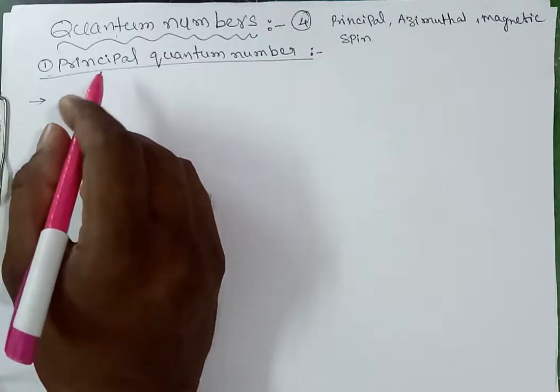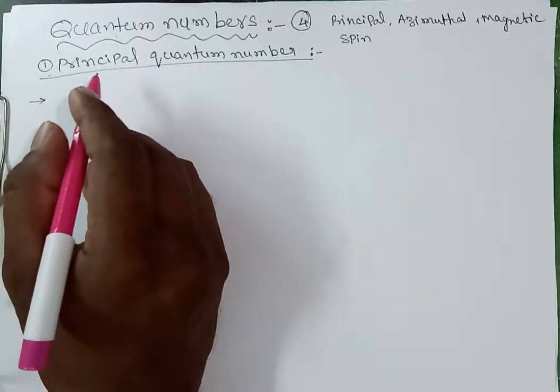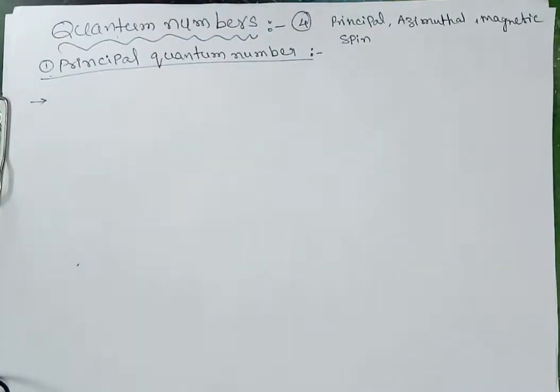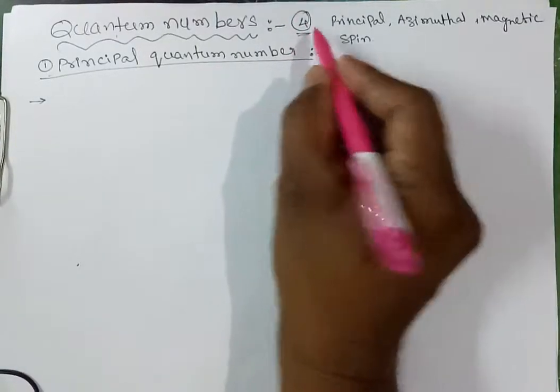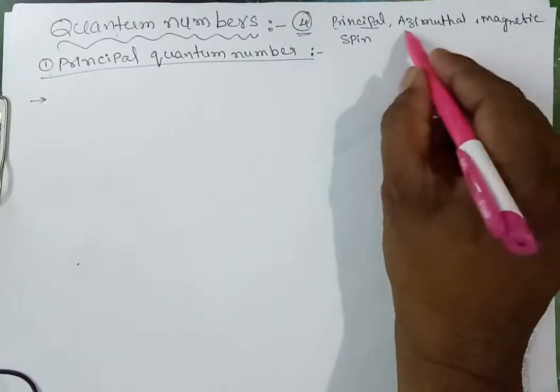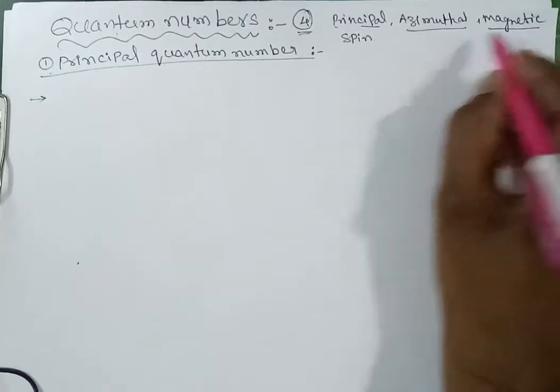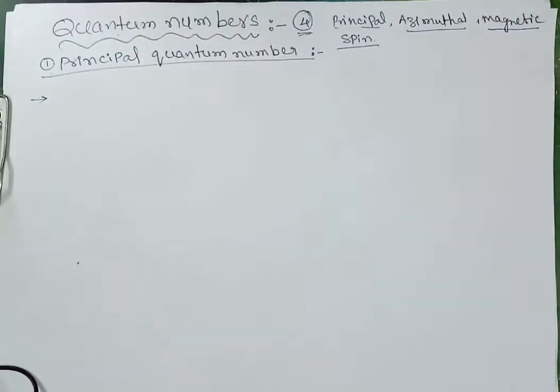Students, now we are going to discuss quantum numbers. Quantum numbers give information about orbit, orbital and electron. There are four types of quantum numbers: principal quantum number, azimuthal quantum number, magnetic quantum number and spin quantum number.